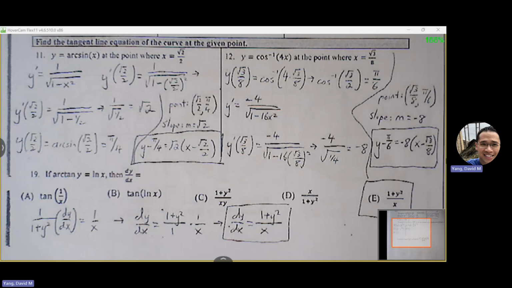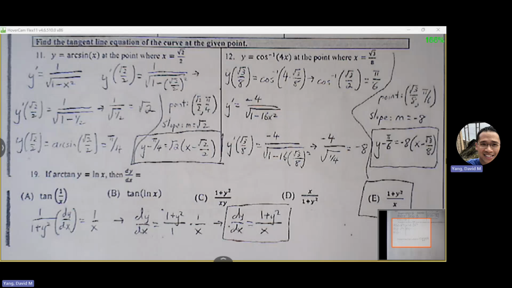Any questions with 11 or 12? Okay, I'll work number 19 out. It says arctangent of y is equal to natural log of x. We know the derivative of arctangent of y, or arctangent of u, is u prime over 1 plus u squared. So you could say y prime, or dy/dx, divided by 1 plus y squared.